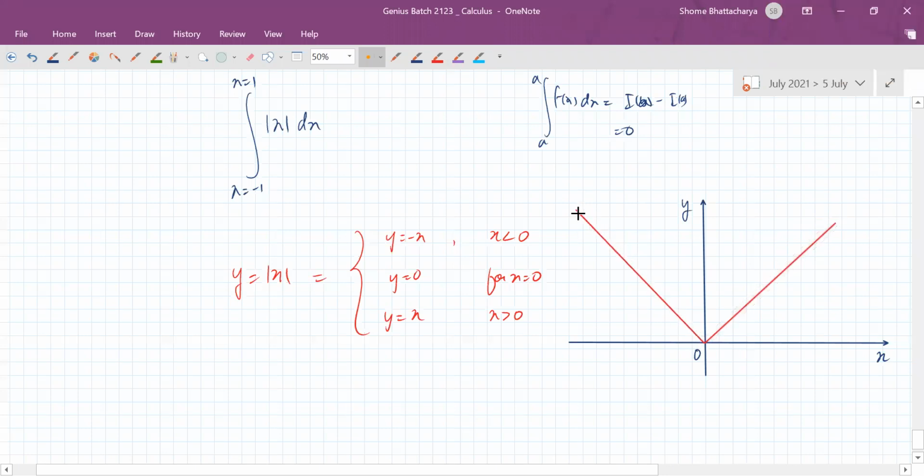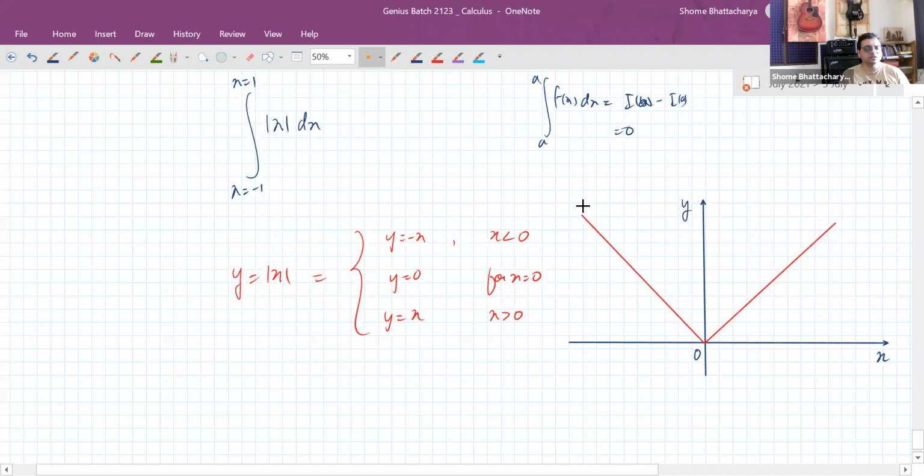Sir, in terms of the integral. See, suppose I was integrating this graph from 1 to 1. What it means actually is that 1 is this particular point, and the second limit is also 1 only. So do I have any area enclosed by the graph?